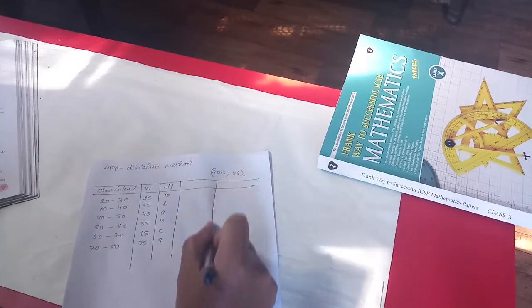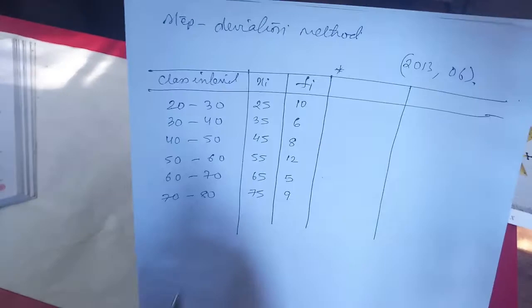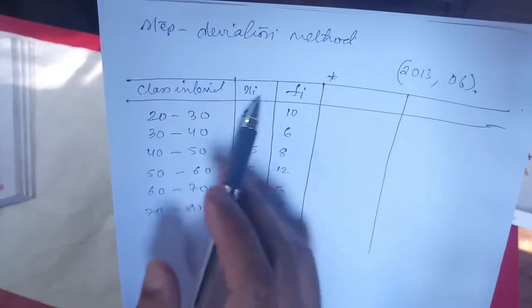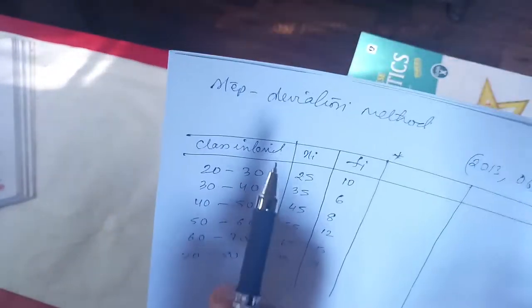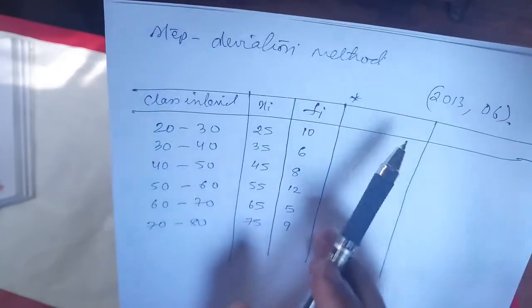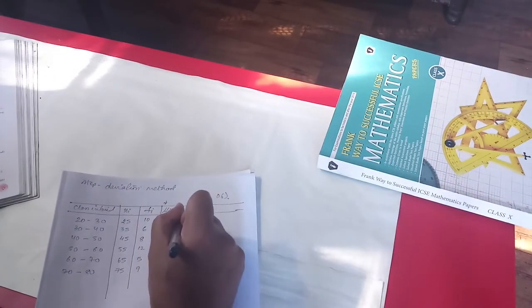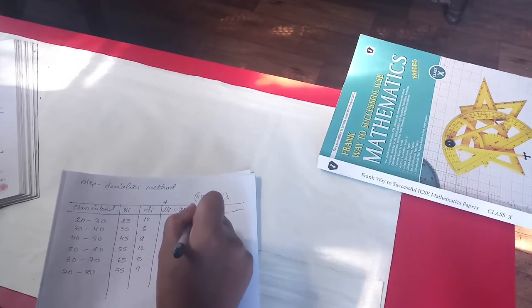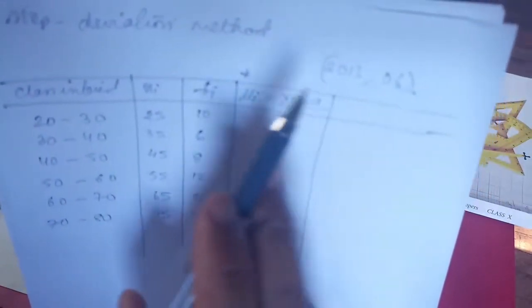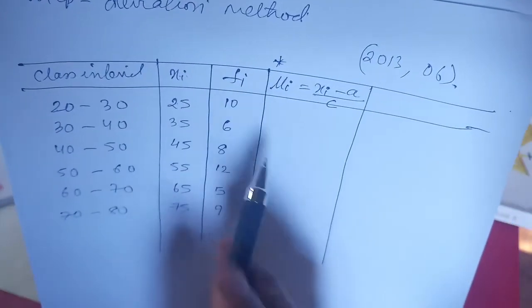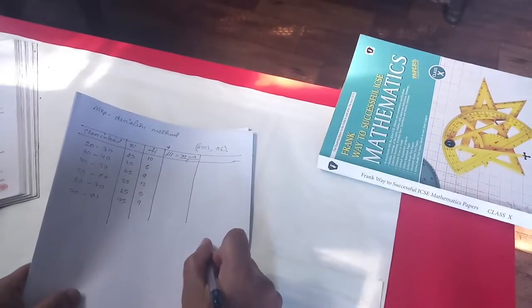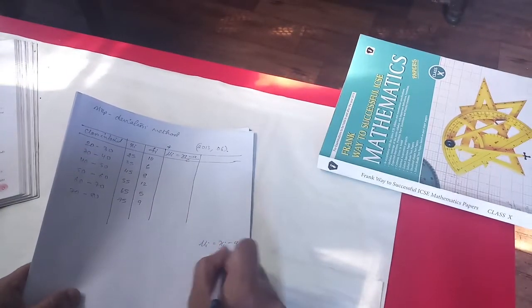Now this is different in the step deviation method. In the direct method, we had simply multiplied these 2 and found the third column. But here, since we are doing the step deviation method, this third column is important. Here we will give another term, that is ui. Ui is xi minus a divided by c. So this formula you have to remember. Let me explain this. What is this ui? Let me write here separately: xi minus a upon c.